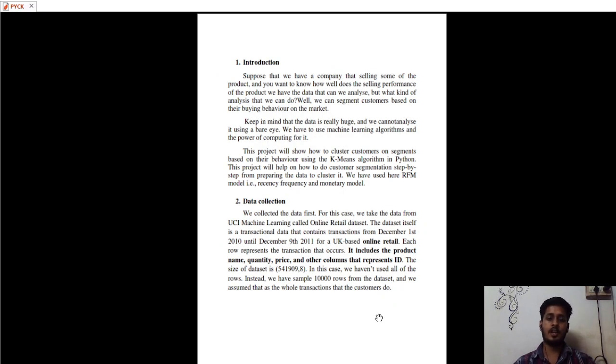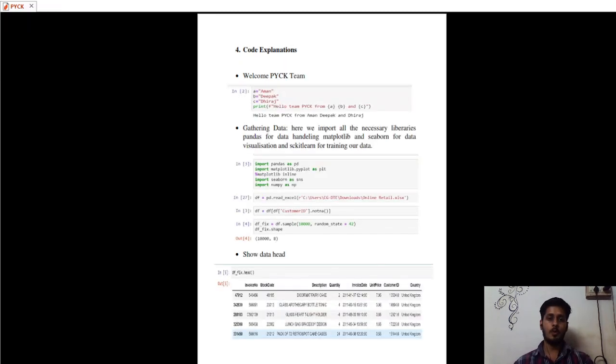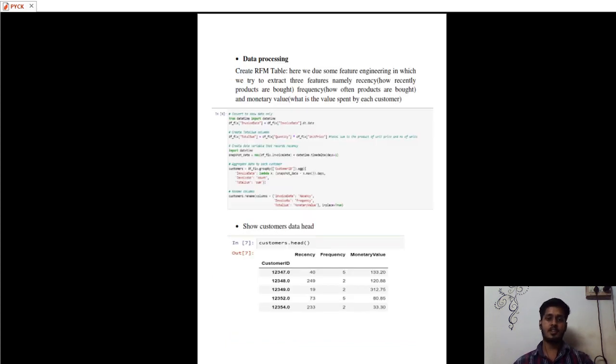In this project we have collected an online retail data set which has different IDs, prices, quantities and columns. Some of the Python libraries we have used are NumPy, Pandas, Matplotlib and Seaborn. Initially we explored the data and did some feature extraction. We introduced three features: recency, frequency and monetary value. Recency means how recently the product was bought, frequency is how often it is bought, and monetary is the value spent by each customer. For each customer we created these features for exploring our data.